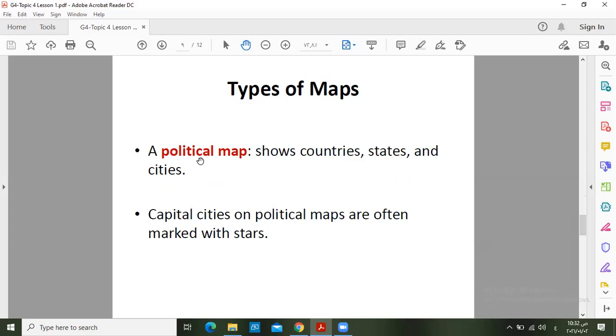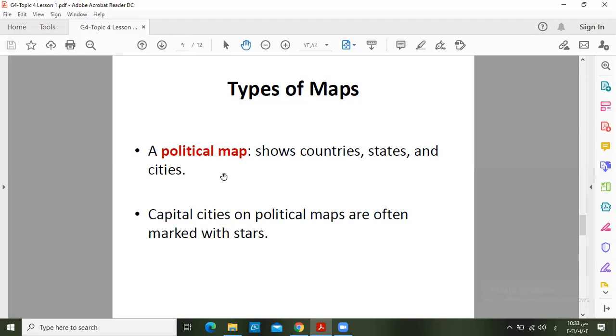The second type of map is called a political map. By its name, political map, it shows the countries, states, and cities. For example, if you look at the political map of Jordan, you can see the cities: Irbid, Amman, Zarqa, Aqaba, and so on. This type of map is not interested in hills or valleys or rivers. It just shows the countries, cities, and states.